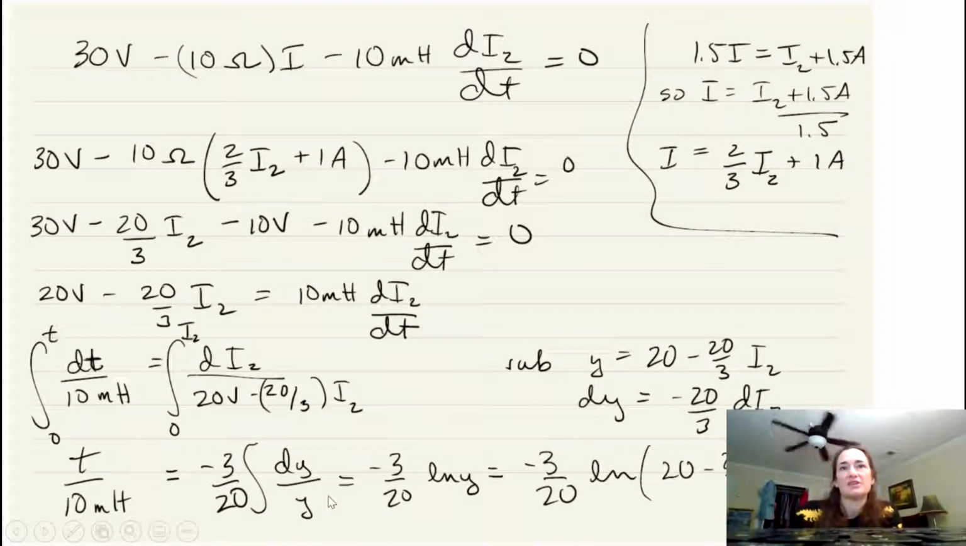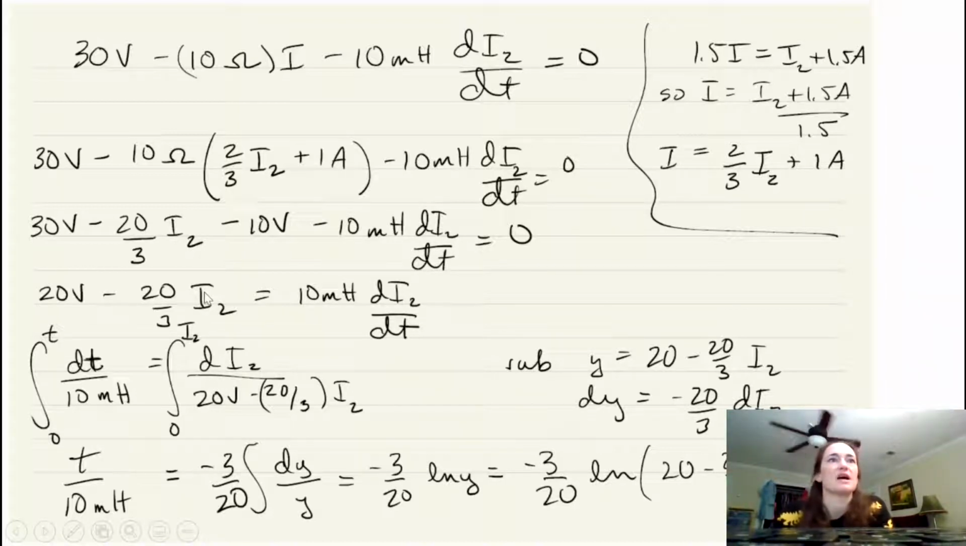In a way, I've got I2 and t as my variables there. So I have a differential equation that will be easier to solve. My next steps just involve simplifying that equation and getting it ready for the solution, which I'm going to do via integration since it's just a first-order differential equation. So here I have, keeping with the algebra, 30 volts minus 20/3 ohms times I2 minus 10 volts minus 10 millihenries di2/dt is equal to 0.